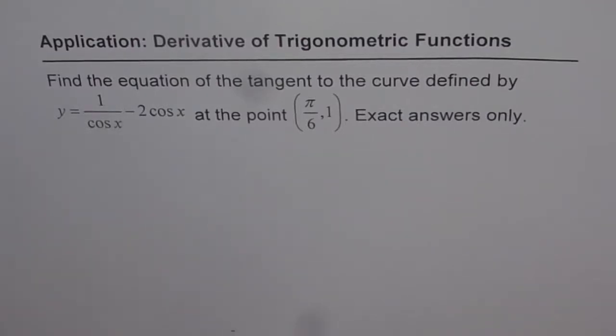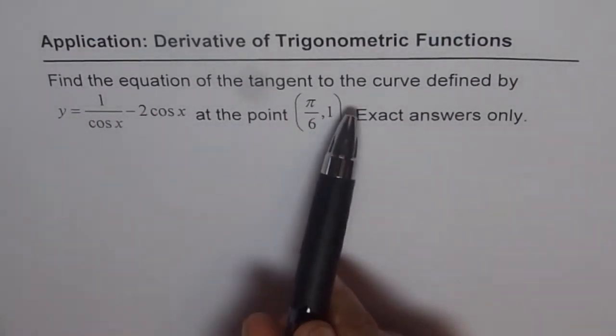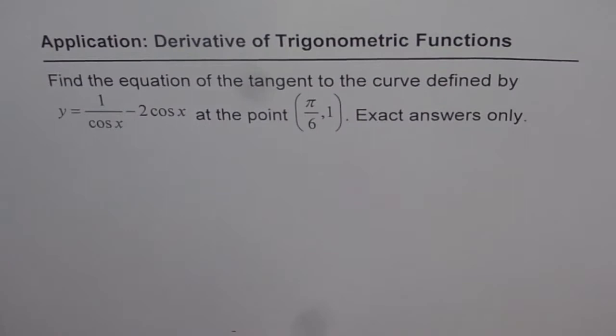Now let's move one step further with derivatives of trigonometric functions. In this application, we'll try to find the equation of the tangent line. The question is: find the equation of the tangent to the curve defined by y equals 1 over cos x minus 2 cos x at the point (pi over 6, 1). Exact answers only, so don't write them in decimals.